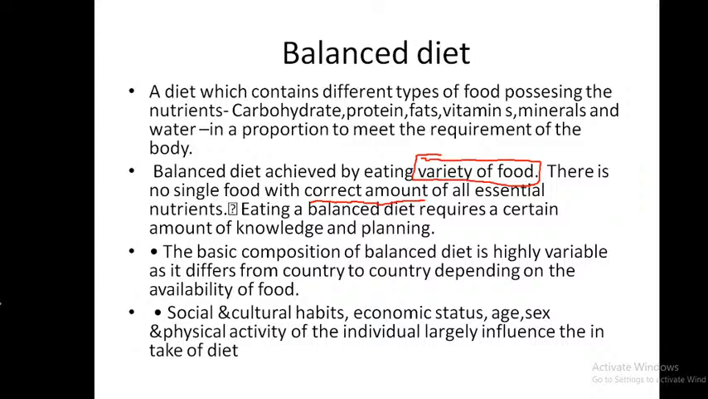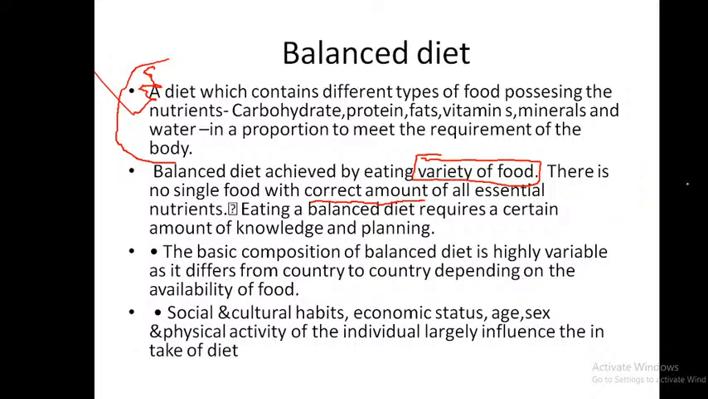You can write what I've written on the screen. It is achieved by a diet which contains different types of food possessing the nutrients such as carbohydrates, proteins, fats, vitamins, minerals. This is the simplest definition which you can write. This one: in correct proportion to meet the requirements of the body.